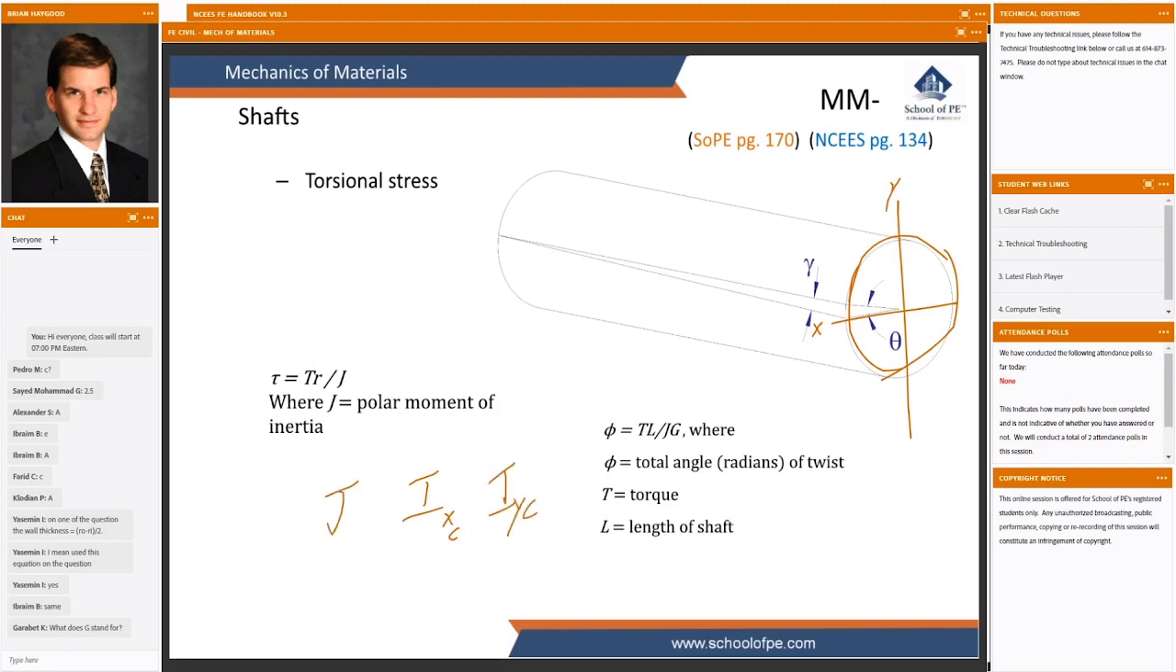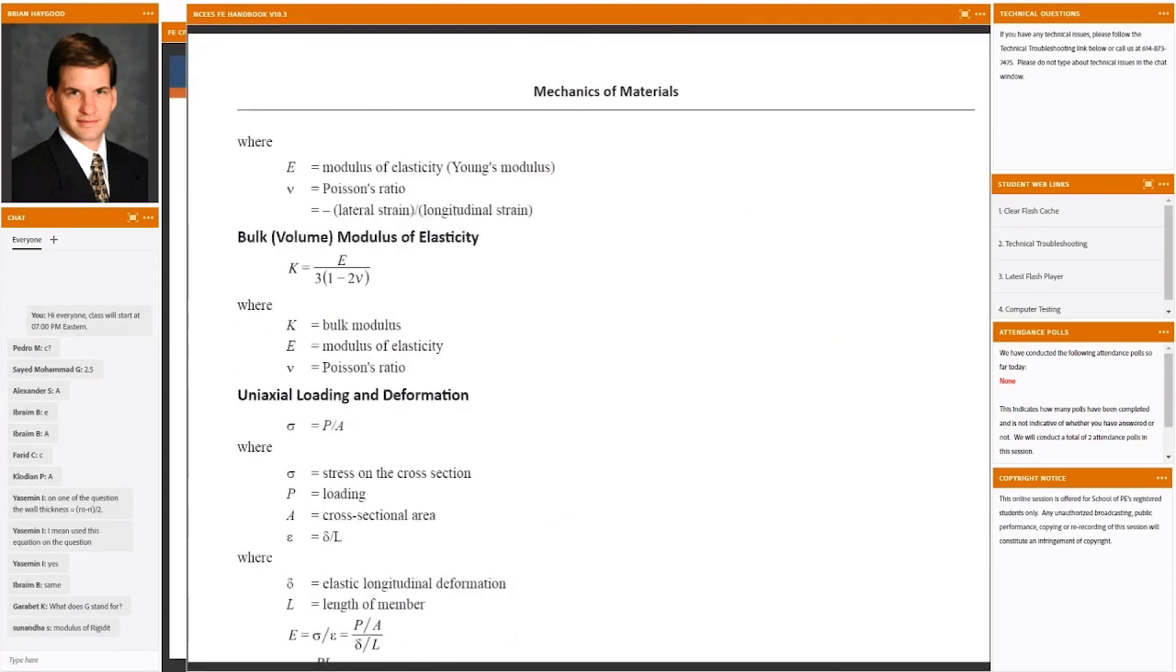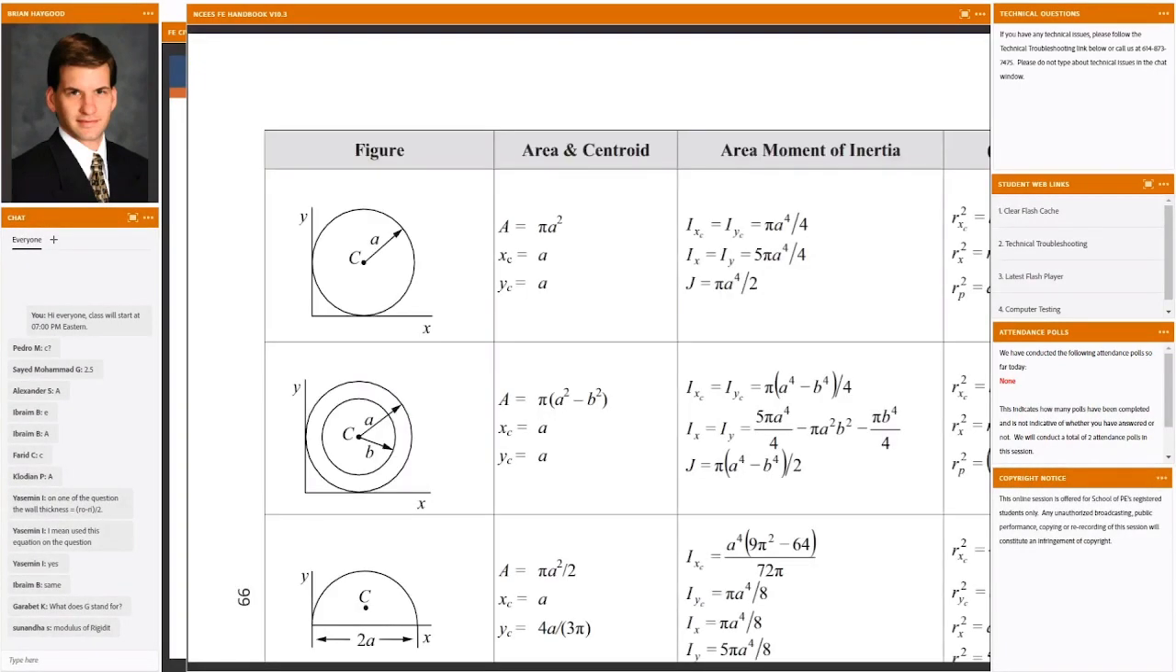And it turns out J is the sum of those two. Kind of surprising, perhaps. So if we take a look back at the statics section of the handbook where they listed the equations for area moment of inertia, let's see if we can find some values of J and confirm that J is the IXC plus the IYC. And here we go. So the IXC and the IYC in this case would be pi a to the 4th over 4. And if we add two of those together, we get pi a to the 4th over 2. And yep, that is how we calculate J.